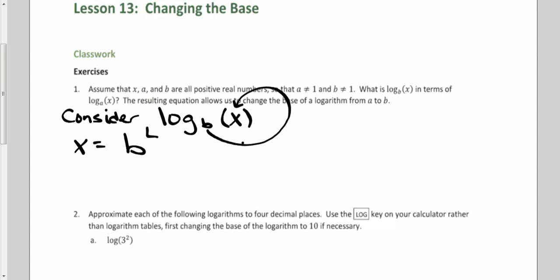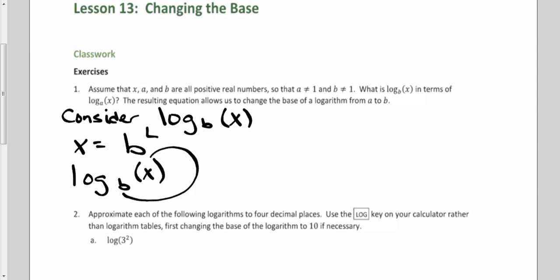And you might be asking yourself, why would you do that? I will show you in a second here. So now X equals B to the L. Now here is what we want to know. When I say what is log base B of X, if X equals B to the L, then log base B of X, again, B to what power equals X? Well, I know that X equals B to the L power, right?